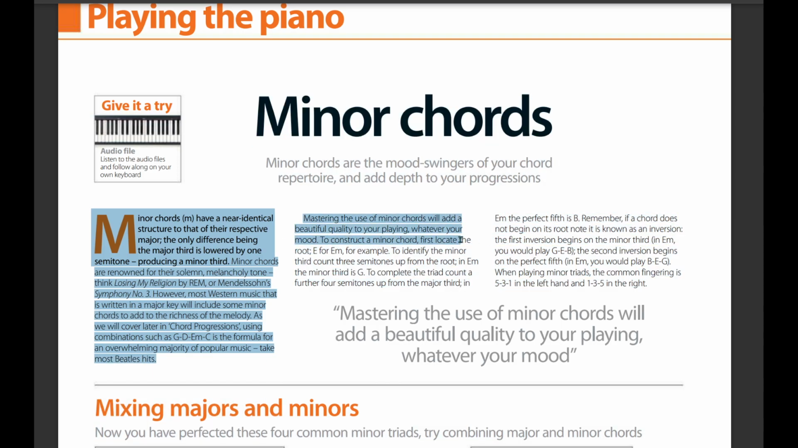To construct a minor chord, first locate the root, E for E minor, for example. To identify the minor third, count 3 semitones up from the root. In E minor, the minor third is G. To complete the triad, count a further 4 semitones up from the minor third. In E minor, the perfect fifth is B.